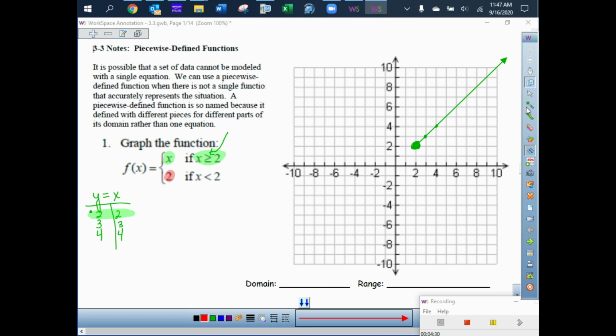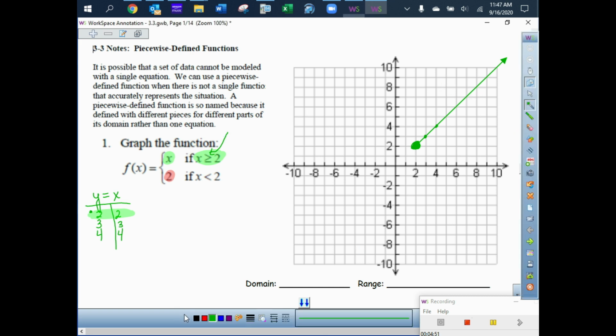That is it. If you want to highlight whatever color you chose here, like green, highlight that piece green. If you don't want to highlight, I don't care. That's your choice. That took care of the top piece. If x is greater than or equal to 2, we're using this part of the function.